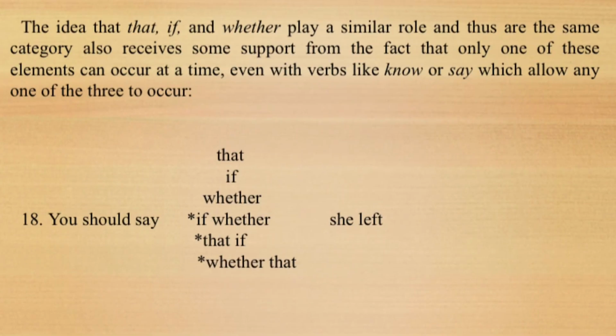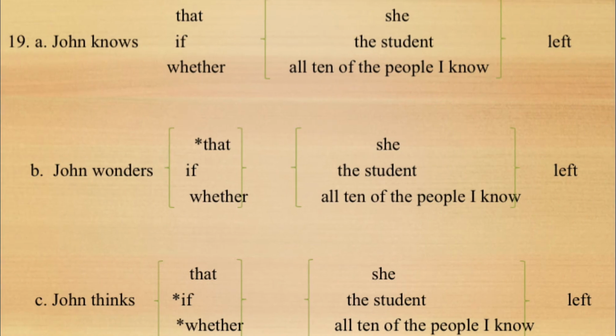The idea that, if, and whether play a similar role and thus are the same category also receives some support from the fact that only one of these elements can occur at a time, even with verbs like know or say, which allow any one of the three to occur. You should say that she left. You should say if she left. You should say whether she left. You should say if whether she left. You should say that if she left. You should say whether that she left. This fits with the idea that there is a single structural position that can be filled with any one of these elements, but not more than once.